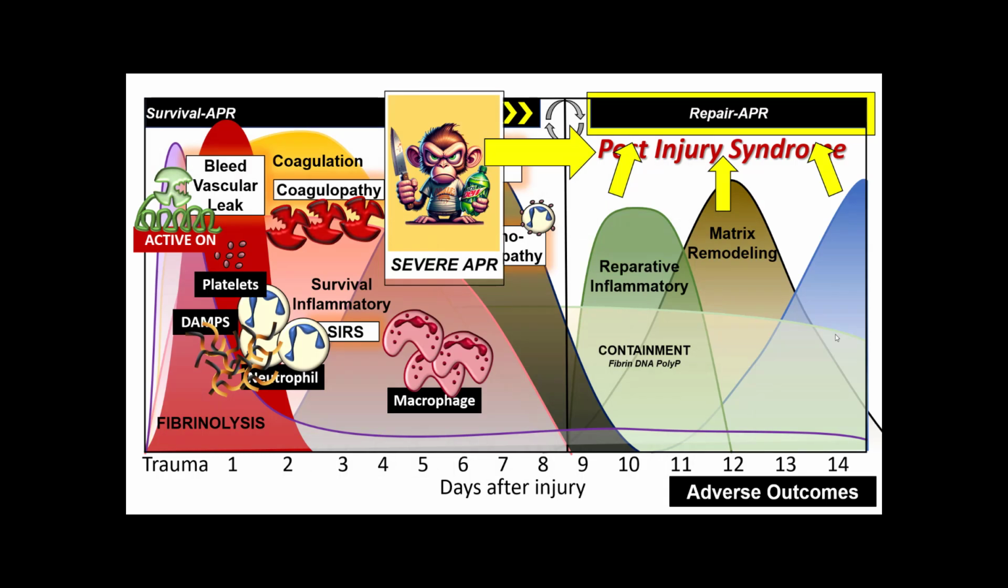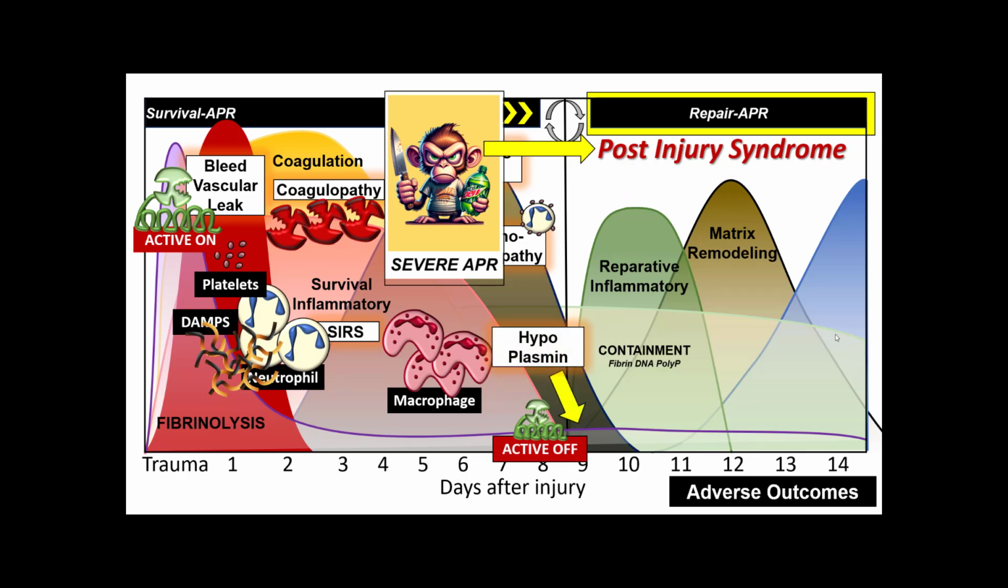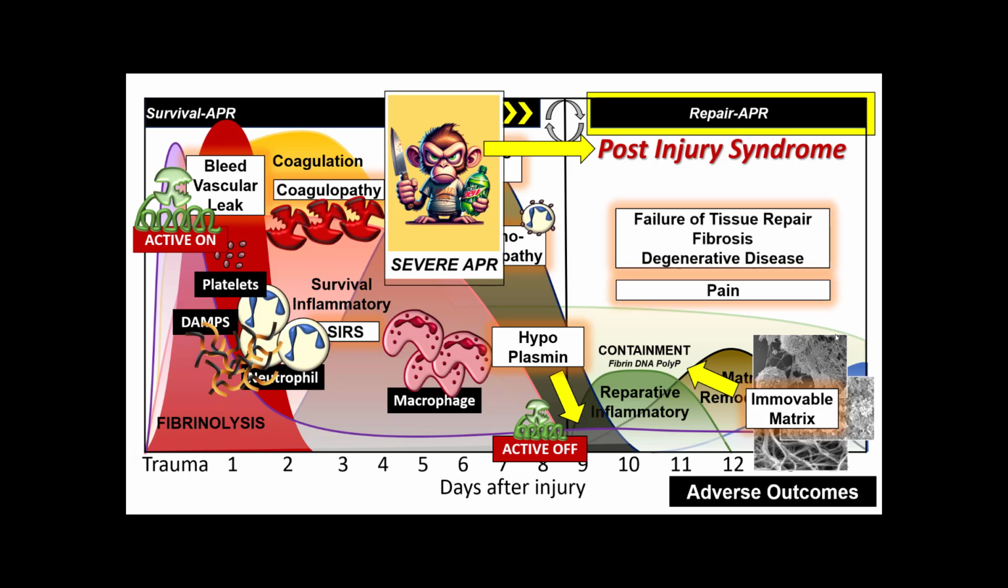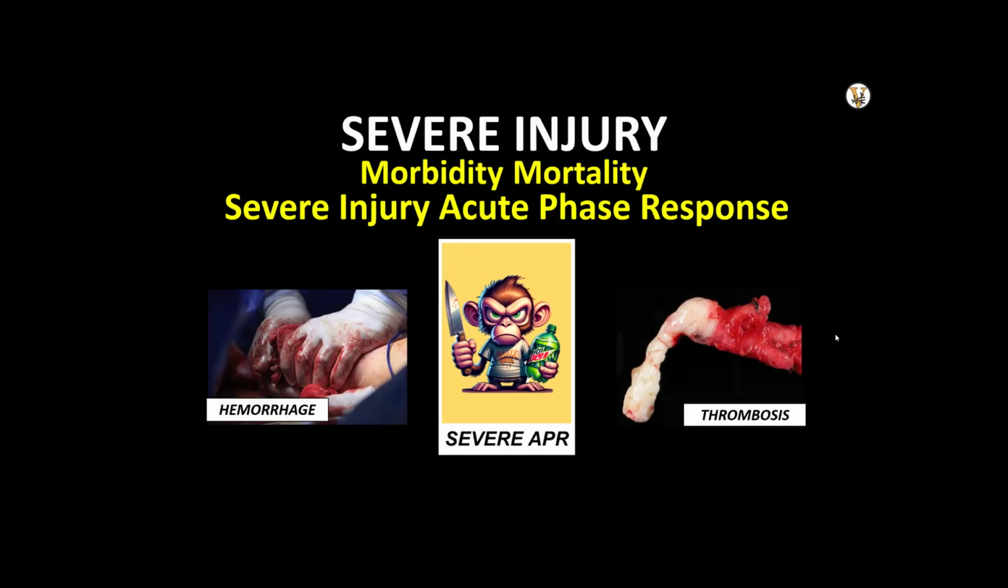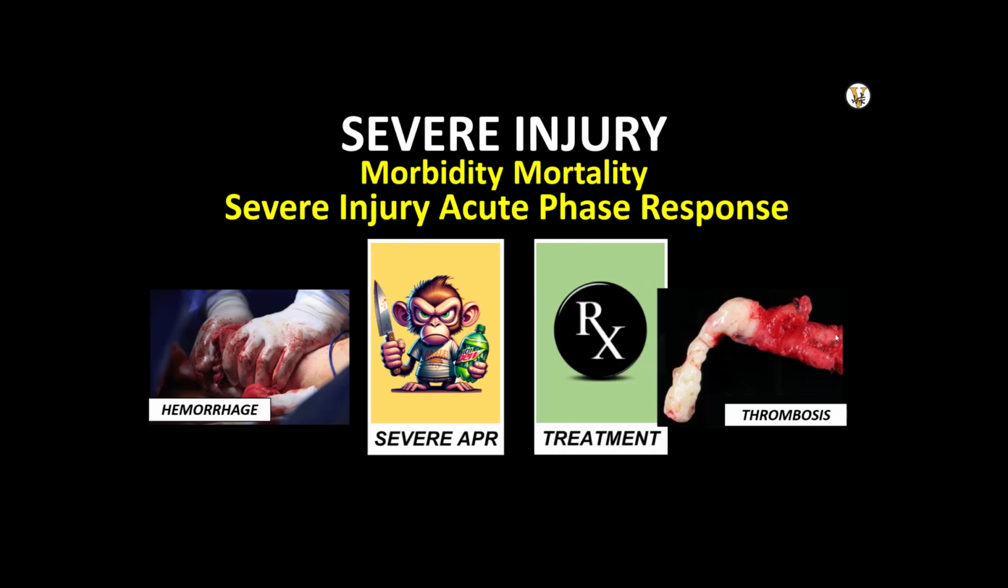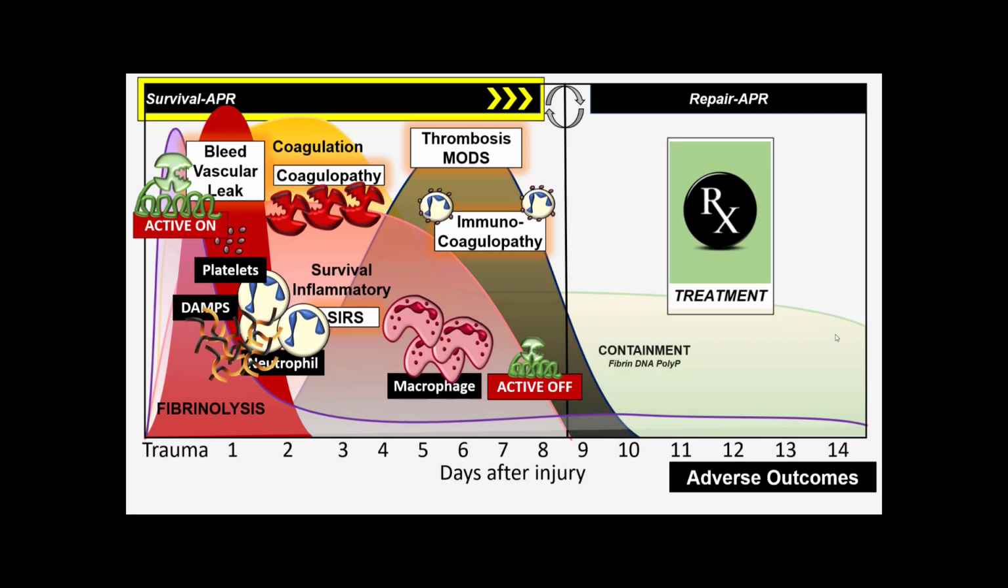Then when we take a look at what happens in repair, we and others have shown that a persistent damaged matrixome can lead to tissues not healing very well. And plasmin also is an important actor, which is now consumed because it was used in the survival acute phase response. And now you also have an immovable matrix, which is almost impossible to get rid of. And we think this is a big reason that leads to the failure of tissue repair, fibrosis, degenerative disease, and pain. So think of the severe injury acute phase response in terms of how all of this links these pathologies and potentially what we could do about it.